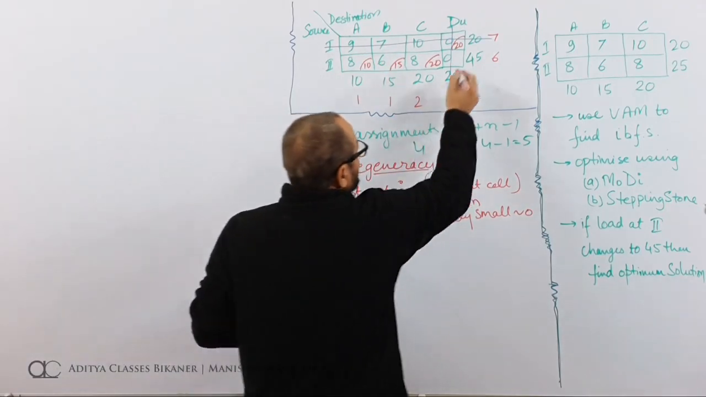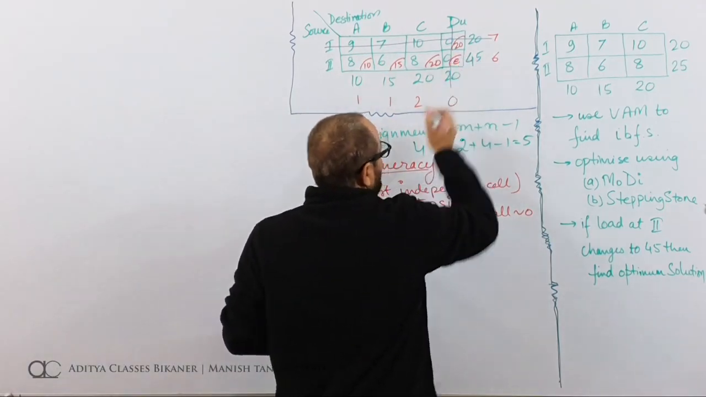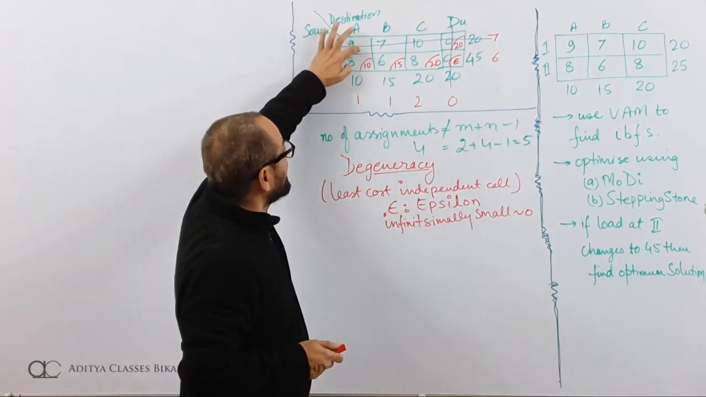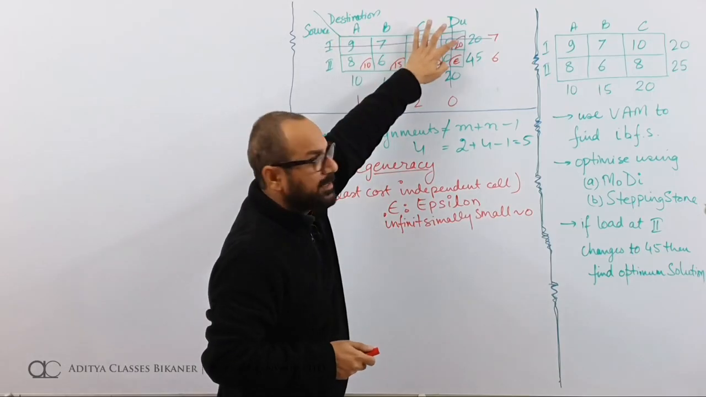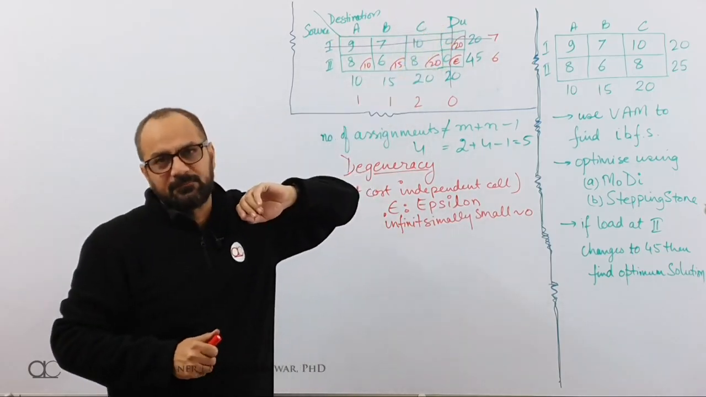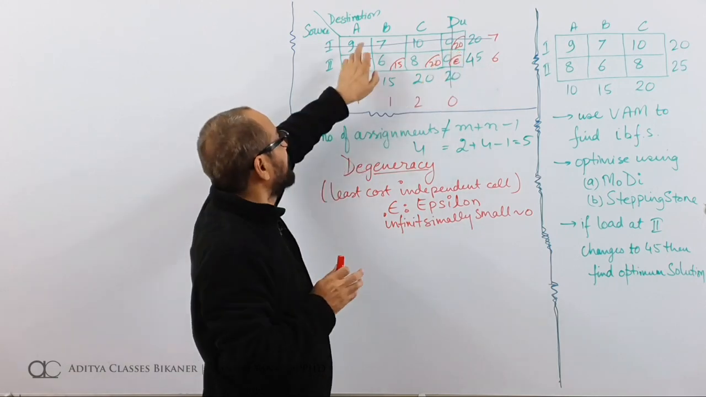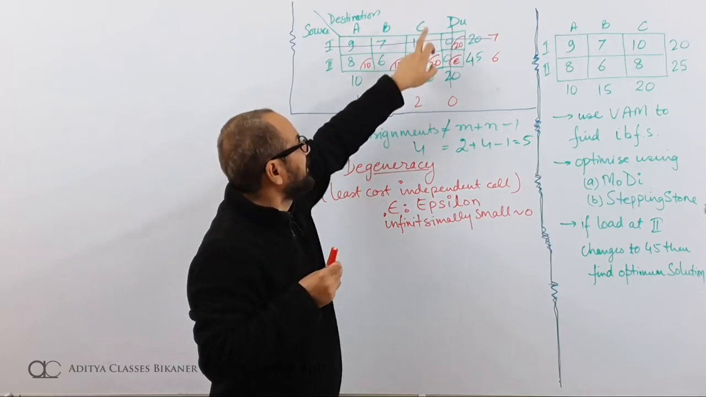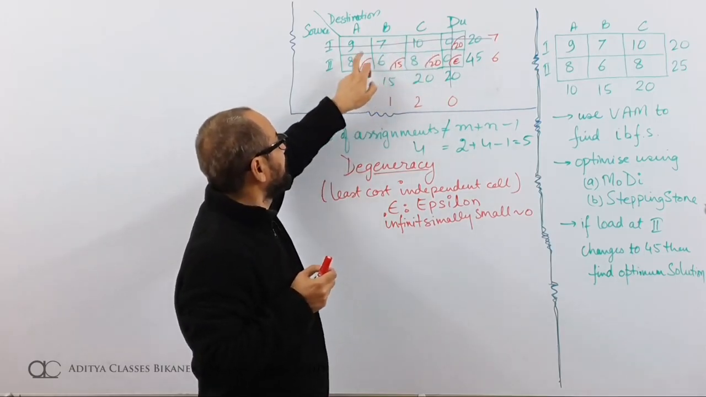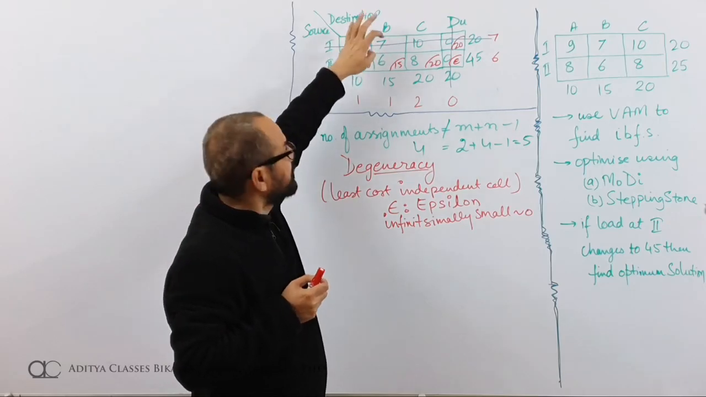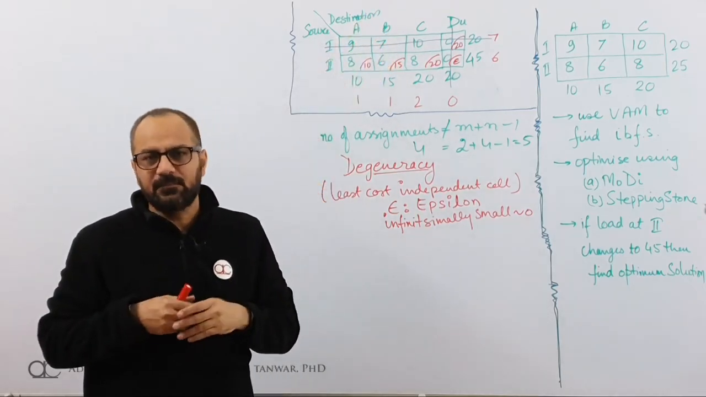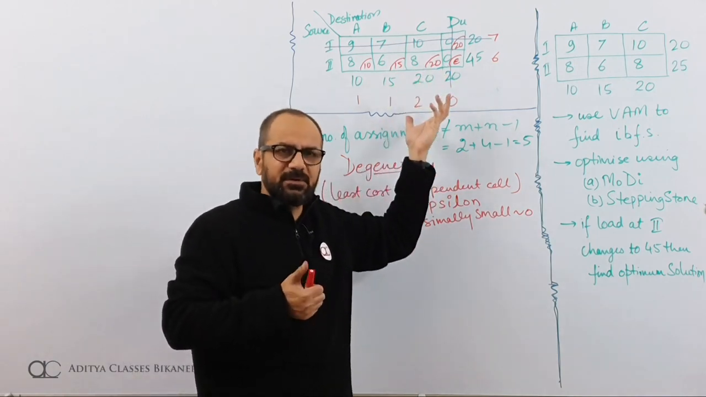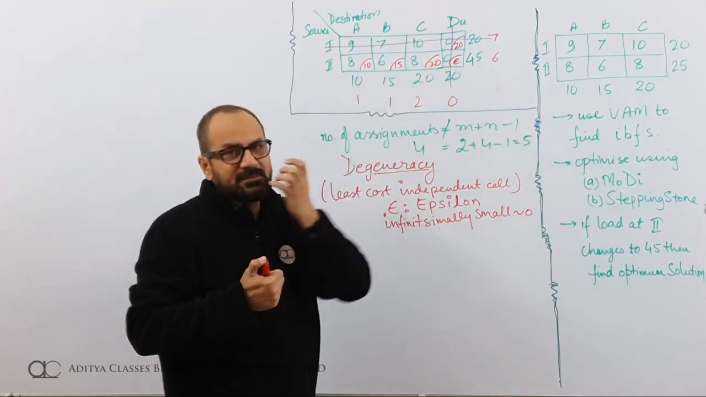This is an independent cell. There may be more independent cells, but this is the least cost independent cell. Let me check 9. Is this independent? 9 to 20, but then vertical movement was not possible. I can go from 7 to 15, 15 to 20, but then vertical is not possible. I can go from 7 to 15, 15 to 8, no vertical possible. So this 7 was also independent. We just need to pick a least cost independent cell. This is least cost, it also happens to be independent, fine. We'll put an assignment of epsilon here.